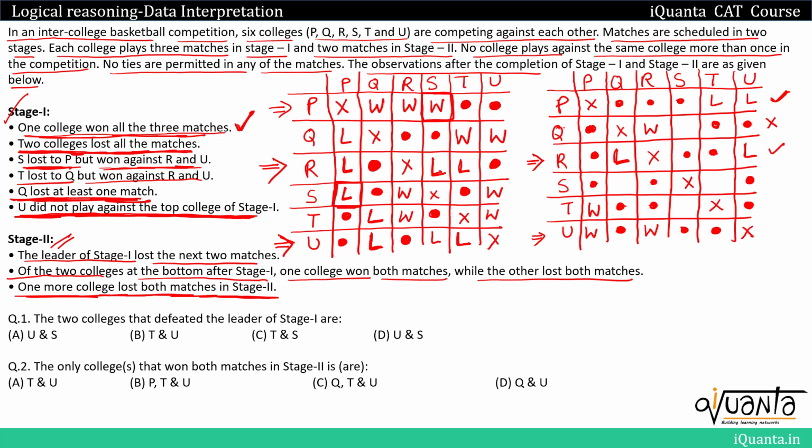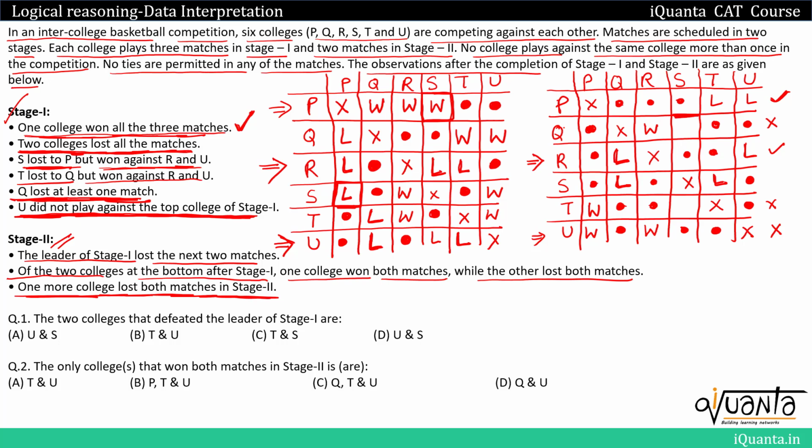Then S, we do not have anything about S. If we look at T, T has won one of its matches, so he will not be the one that is going to lose all the matches. U has already won both its matches, so he will not be the one that is going to lose all its matches. So which can be the team that can lose all its matches? Because one more college lost both the matches in stage 2, it will be S. So S is going to lose both its matches in stage 2.